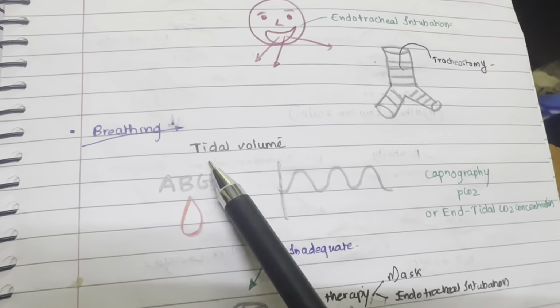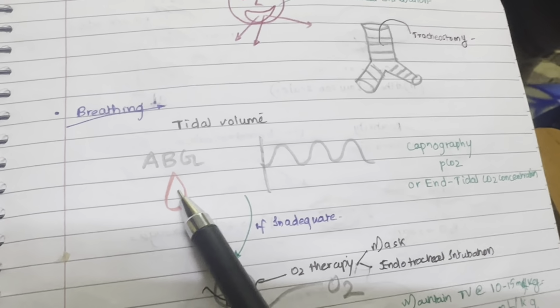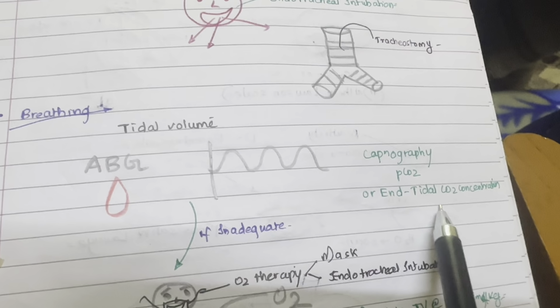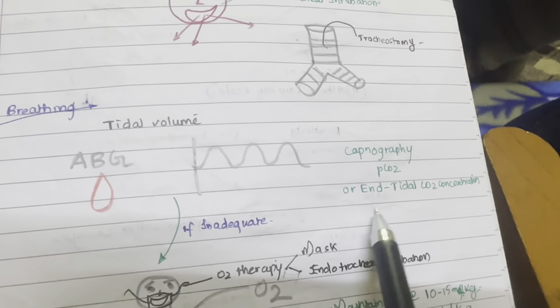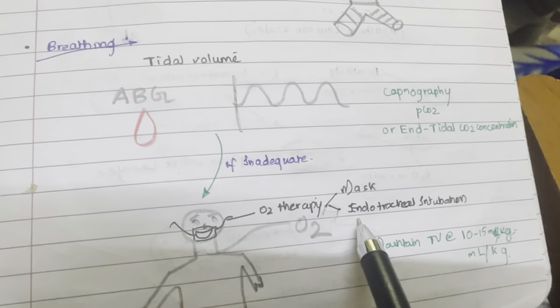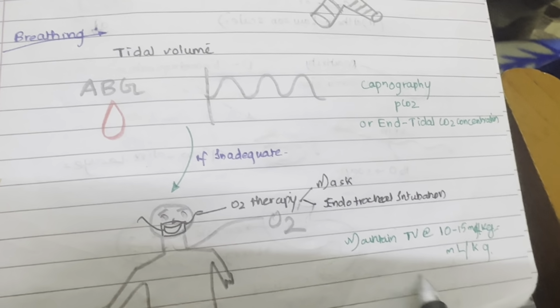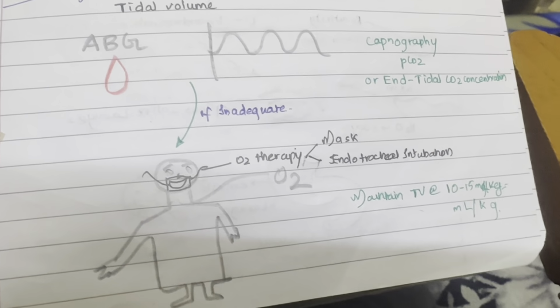Assessment by noting whether there is adequate tidal volume, perform arterial blood gas analysis, perform capnography, monitor the partial pressure of carbon dioxide or end-tidal carbon dioxide concentration. If inadequate, supplement oxygen therapy by a mask or endotracheal intubation, maintain tidal volume at 10 to 15 milliliter per kilogram.